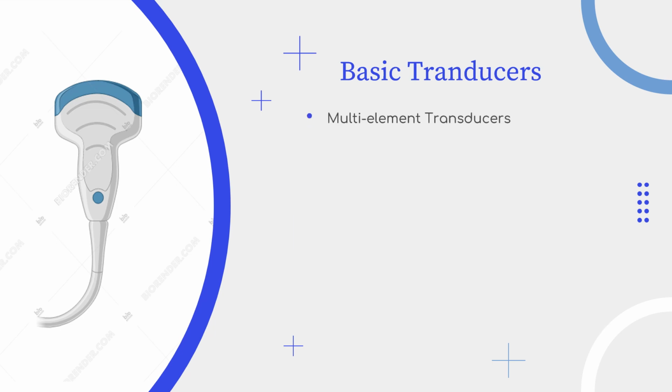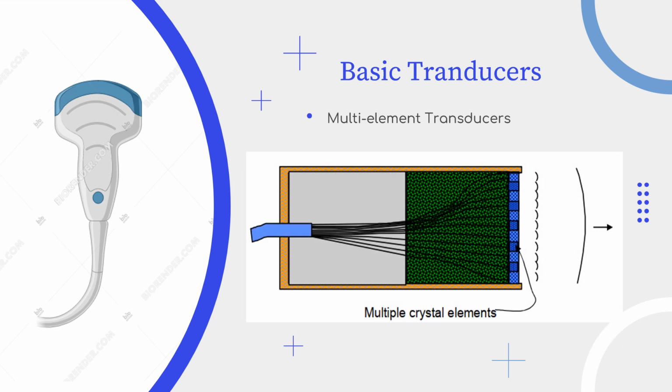Multi-element transducers. Most real-time transducers use many small crystal elements for the formation of each pulse. These form a line of elements, and the transducers are known as linear array transducers. The wavefronts from each element combine to form a single wavefront. This is known as Huygens principle. Each individual element is acoustically and electrically isolated, allowing flexibility in beam formation.